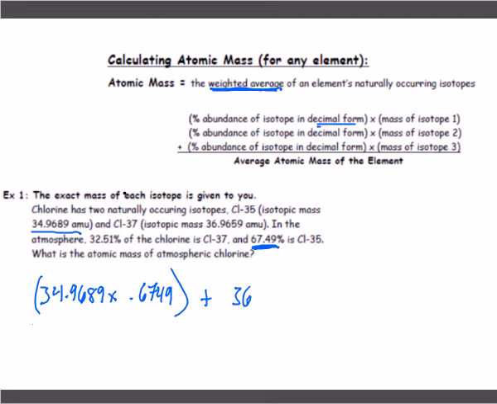So in that case, 36.9659 multiplied by its percentage, its abundance, 32.51%, so 0.3251. I know. Oh, who can do the math right here for me? 34.9689 times 0.6749. Round it to 2 decimal places, that's fine. Plus the other one. Multiply those 2 together. I don't think you did that right. Yeah, that's off.